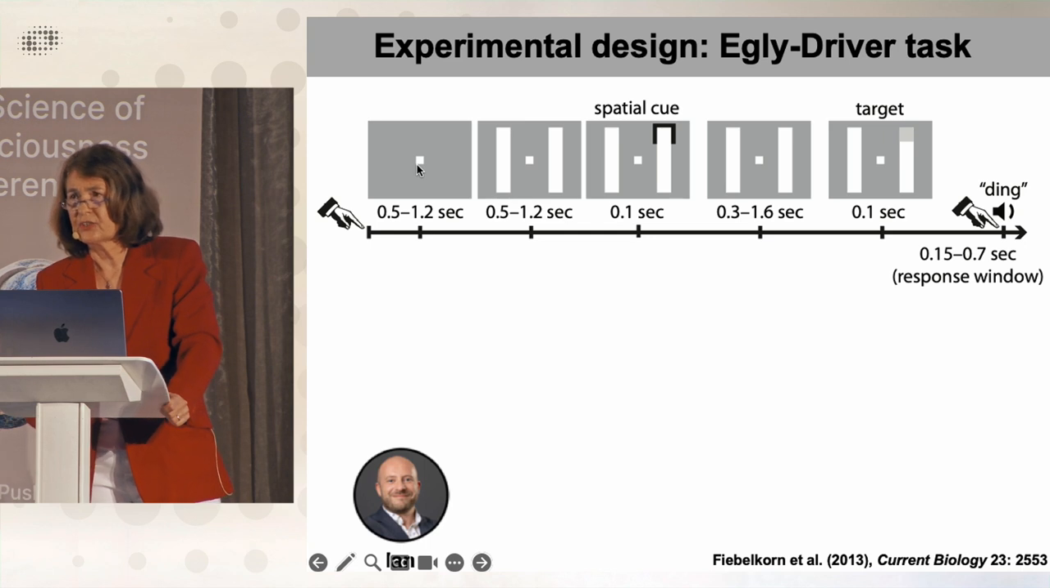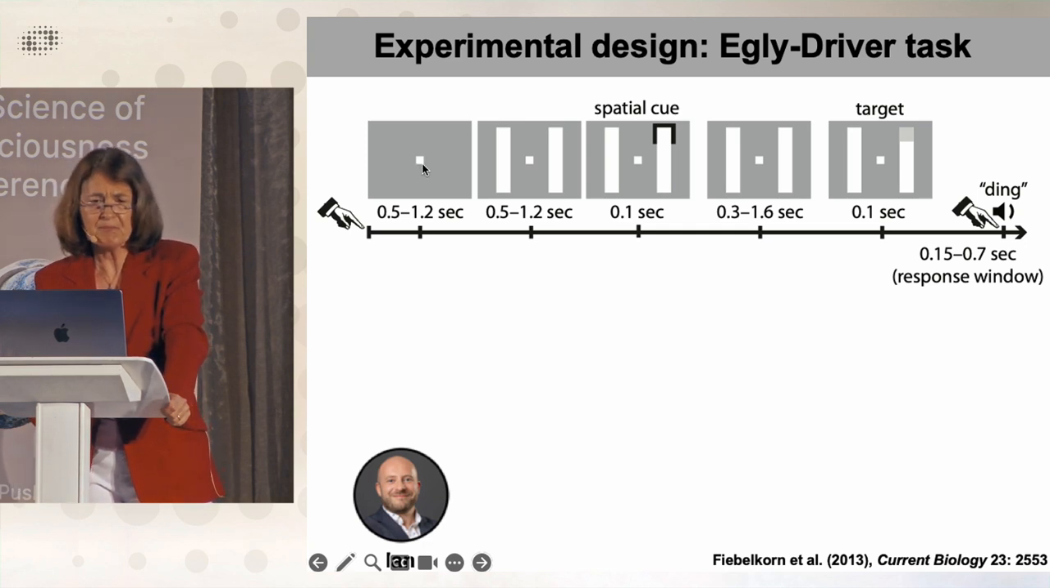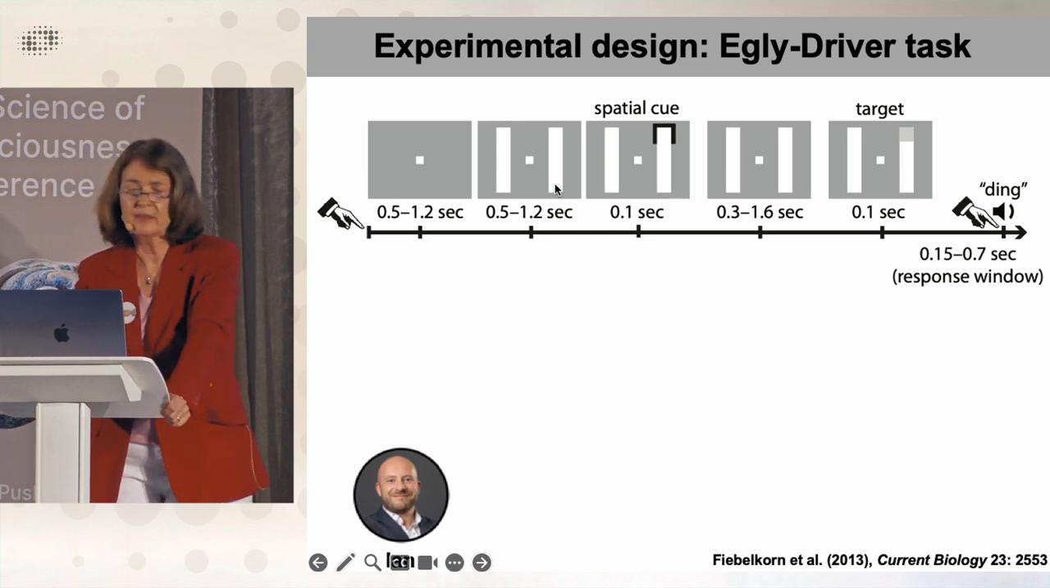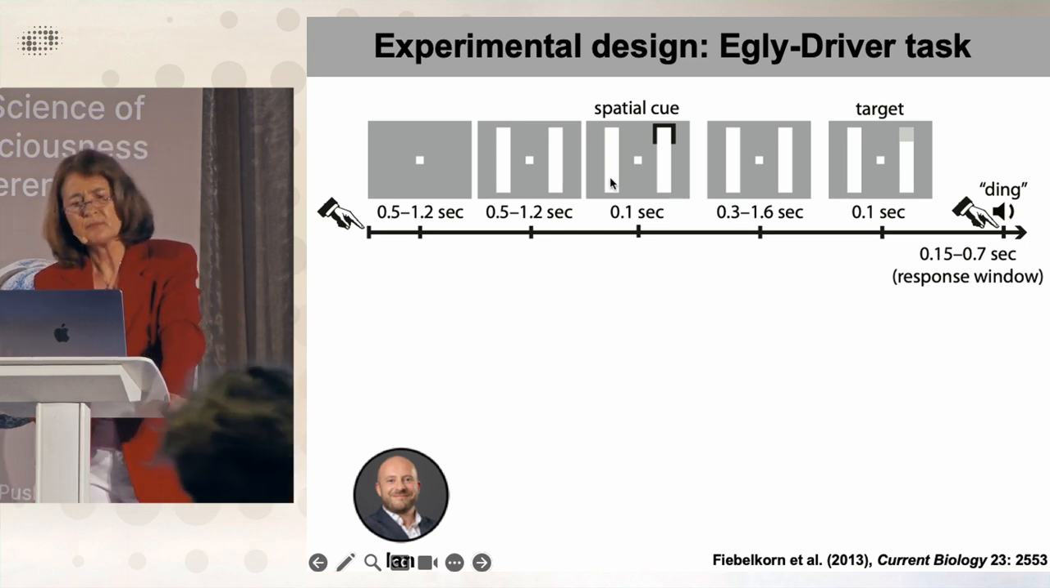There's never a shift of eye movements or a shift of gaze, so no eye movements here. Our participants are fixating here in the middle. And then we present these 2 bar-shaped objects. They can be oriented vertically or horizontally. That will change from trial to trial.